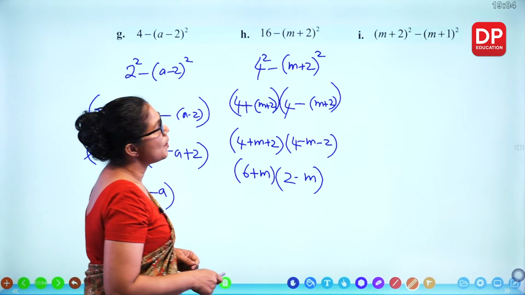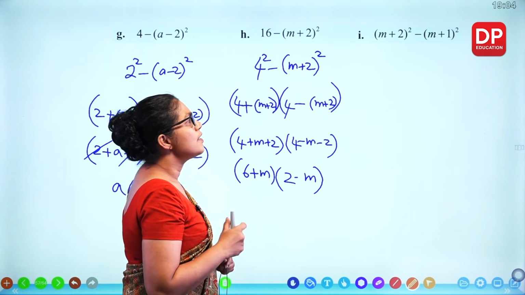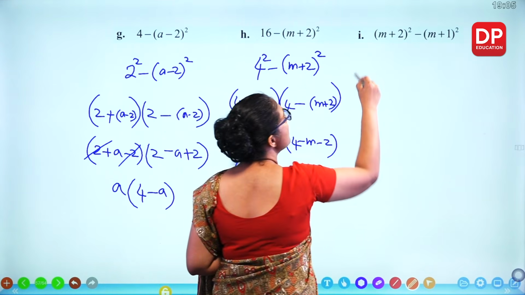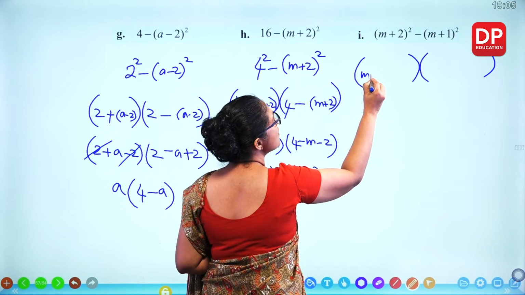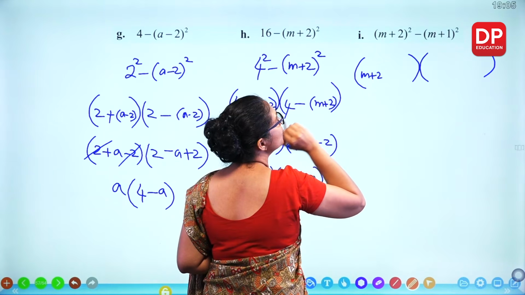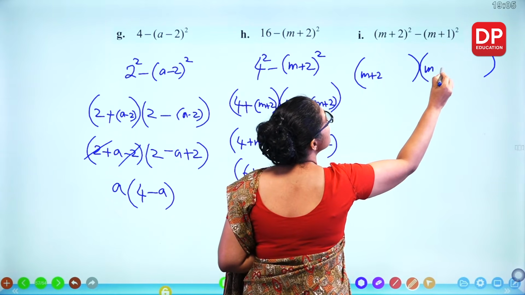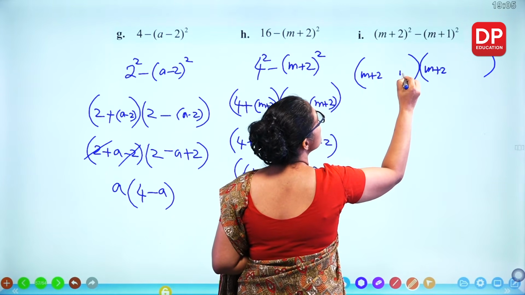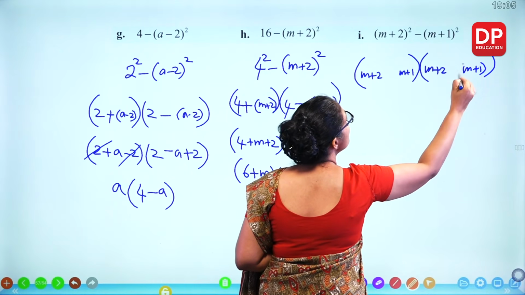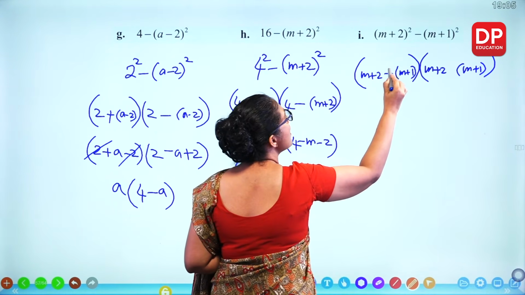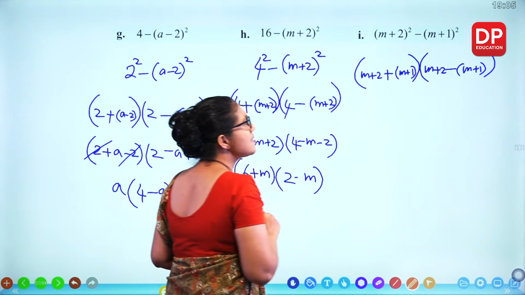Now look at this one. Already given 2 square terms. So straight away you can use the formula. First term is m plus 2. What's the second term? m plus 1. But you need to put brackets. One is positive, one is negative.